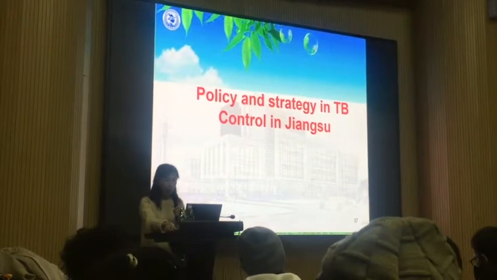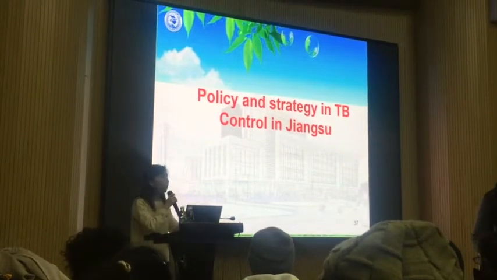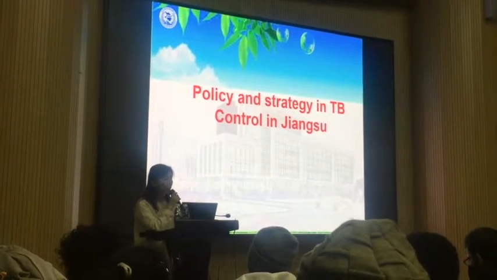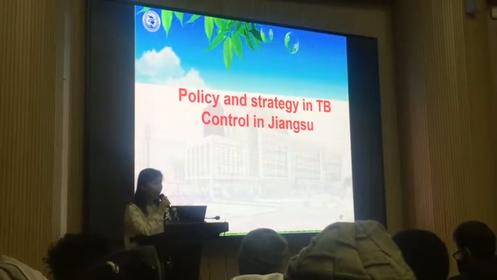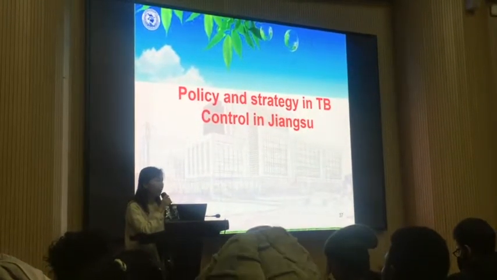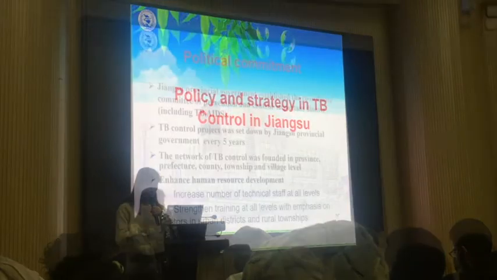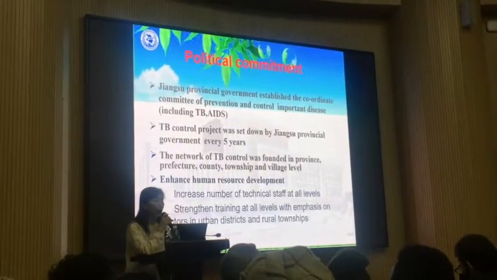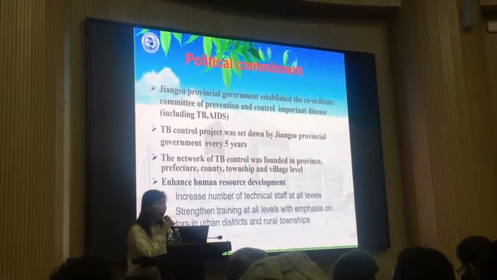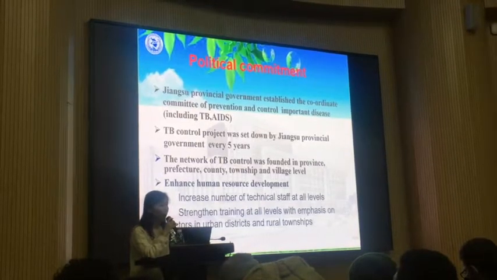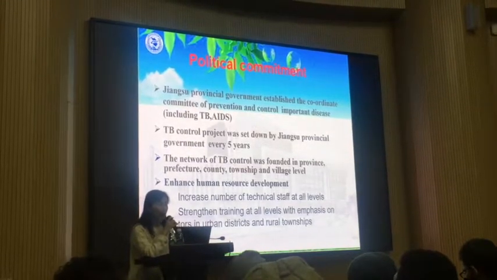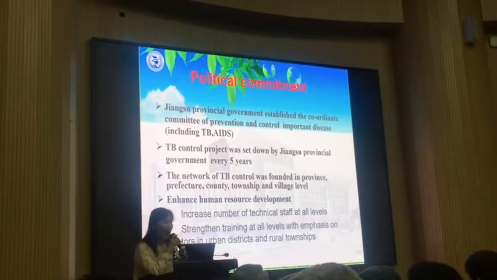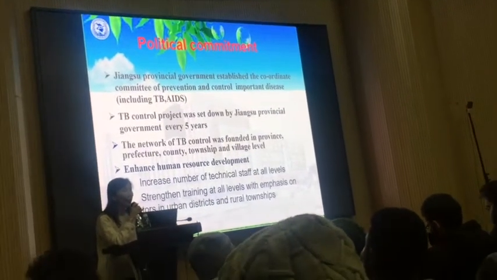Next, I will introduce the policy and the strategy in TB control in our province. In our province, Jiangsu government established the coordinating committee of prevention and control of important diseases, including TB and AIDS.